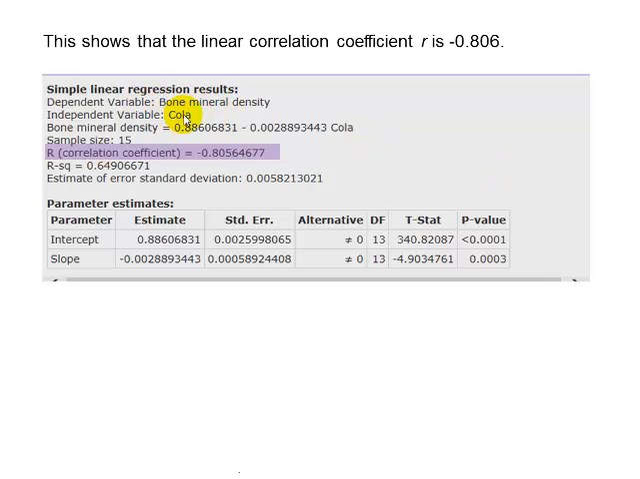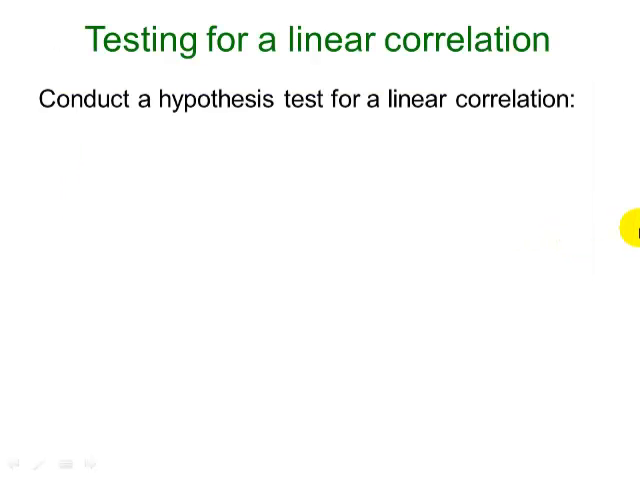And once we did that, this is the kind of thing we would come up with. Right here is where it will tell us what our R value is. So the R value for this one is approximately negative 0.806. Since we've already talked about hypothesis tests, we're also going to look at conducting hypothesis tests to determine whether there's a linear correlation.